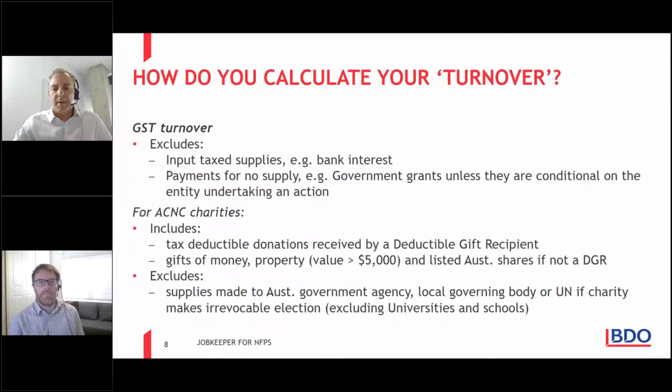Somebody asked a question about whether a decline in an investment portfolio, as in a revaluation of an investment portfolio, counts. Unfortunately, it doesn't, because we're just looking here at GST turnover. So a revaluation of an investment portfolio wouldn't be taken into account.